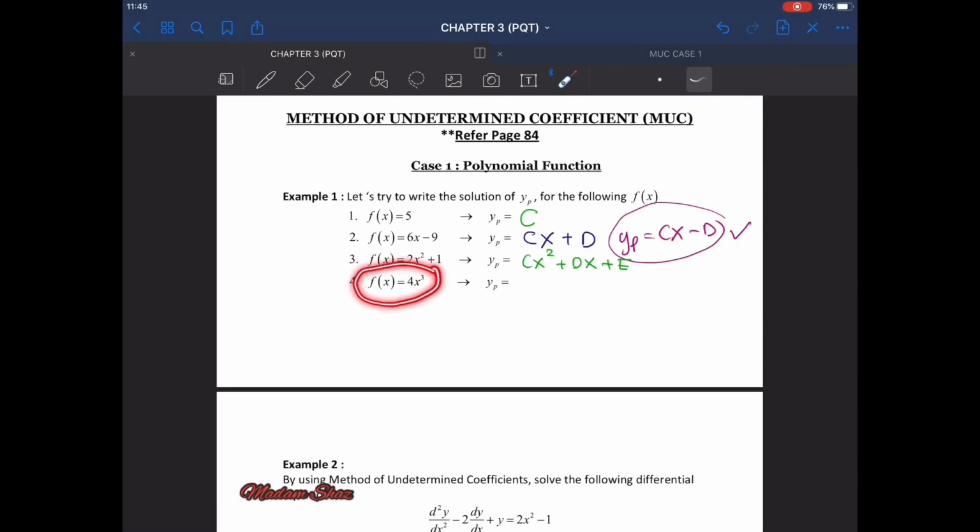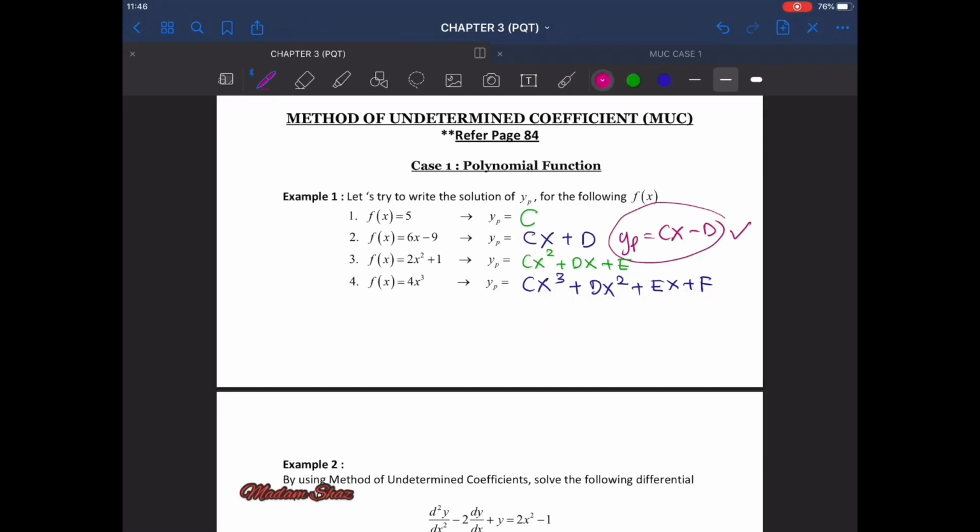Okay, example 4, you have 4x power of 3. So yp will become cx. What is the highest power that we have here? Power of 3. So it will become cx power 3 plus, reducing the power of x, dx power 2 plus ex plus f. Okay, so it does not mean that if your fx is only one term, which is 4x power 3, your yp is also one term. No. You have to refer to the highest power of x and then you have to reduce until there is no more x.